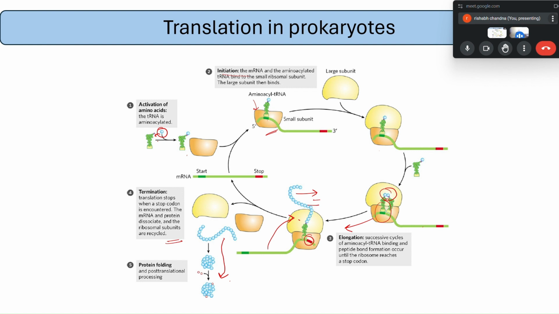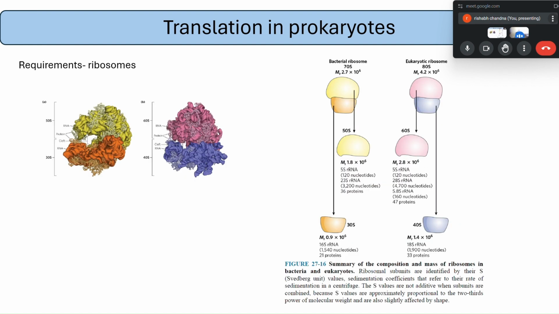So we'll see this process in detail, starting with the requirements. What do we require for translation? First is the ribosomes. A ribosome is basically rRNA combined with proteins. This is also a part of the ribozyme part. We have also discussed that time, so we'll be going brief in this respect now.